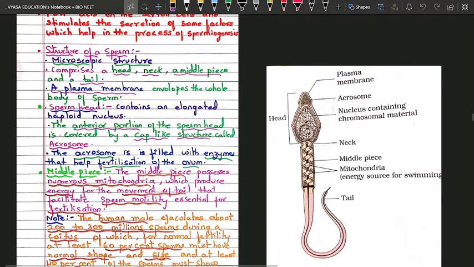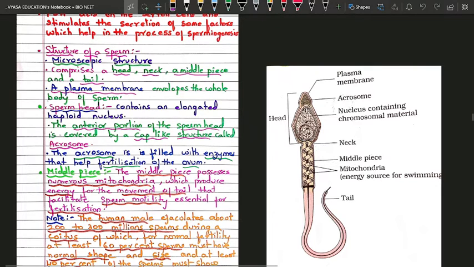Now we'll talk about the sperm head. It contains an elongated haploid nucleus. Just remember, the haploid nucleus is present here. The anterior portion of the sperm head is covered by a cap-like structure called an acrosome. You can see here, the cap-like structure is called the acrosome. The acrosome is filled with enzymes that help fertilization of the ovum.